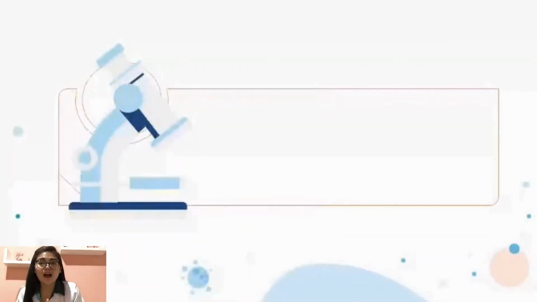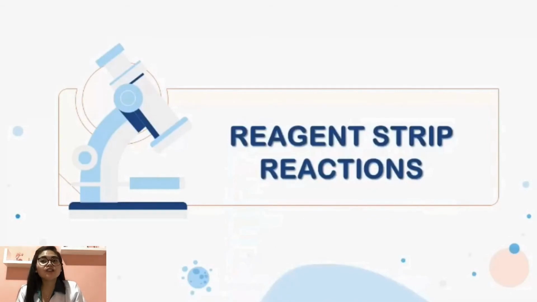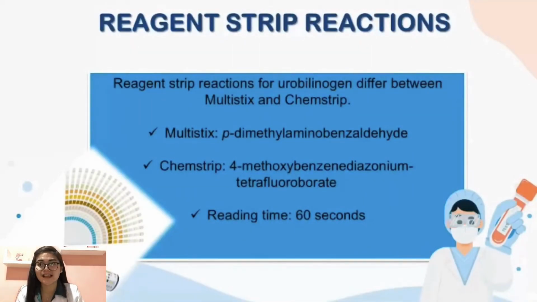So next, we will talk about the reagent strip reactions. The reagent strip reactions for urobilinogen differ between Multistix and Chemstrips. In Multistix, p-dimethylaminobenzaldehyde is used, while in Chemstrips, 4-methoxybenzene diazonium tetrafluoroborate is used. Both have a reading time of 60 seconds. Always remember that the two kinds of reagent strips detect the presence of urobilinogen in normal amounts, and colors are provided to differentiate the upper limits of the normal as well as the abnormal concentrations. And lastly, we must remember that in reagent strip reactions, the absence of urobilinogen cannot be detected, like in bile duct obstruction.